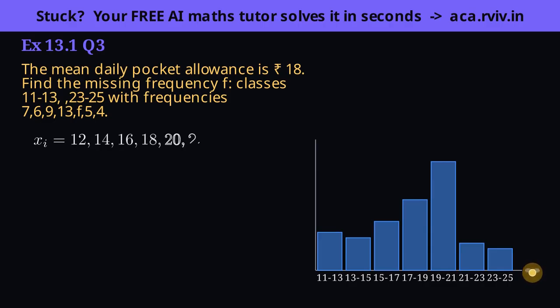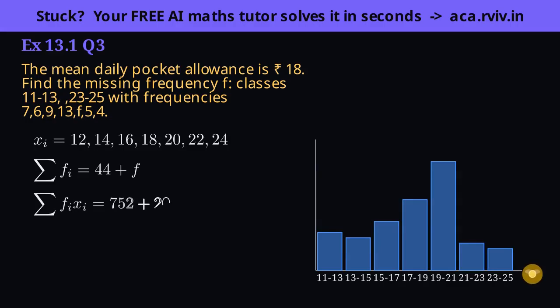Start with the class marks, all midpoints, 12, 14, up to 24. Write the total frequency carrying f along. The known frequencies add to 44, so the total is 44 plus f. Now the total of products, also carrying f. The unknown class has mark 20, so it contributes 20 times f, giving 752 plus 20f.